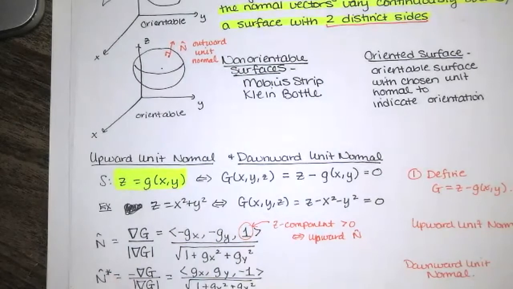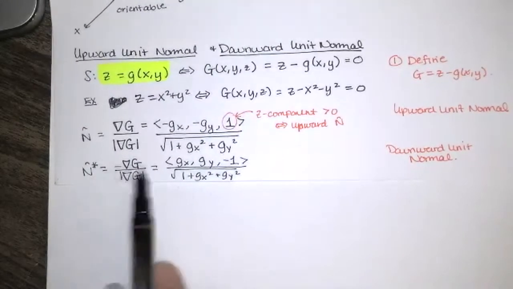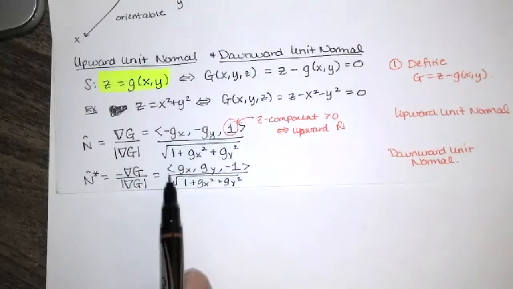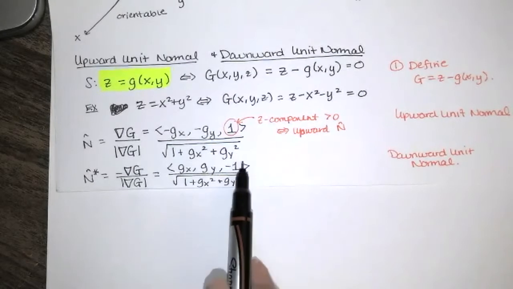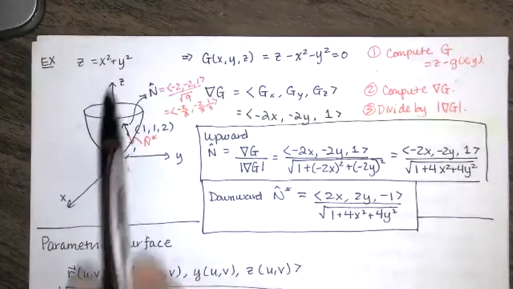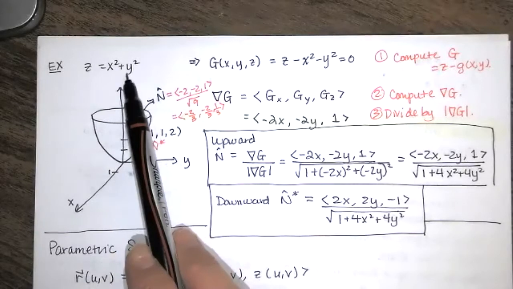Now if I take that and I multiply by -1, that gives me another normal vector. It's just the downward unit normal. If I multiply each of the components by -1, I get this. And then the z component is negative, so the vector is pointing down. Just briefly, let's look at finding the upward and downward unit normals for a particular surface.